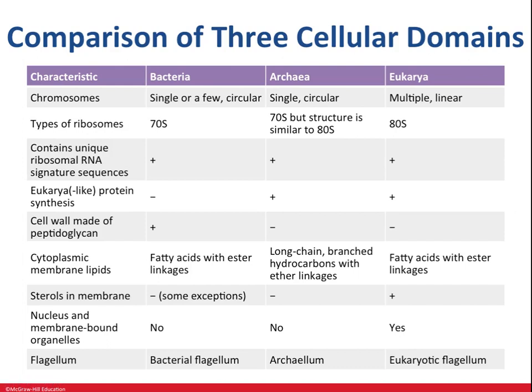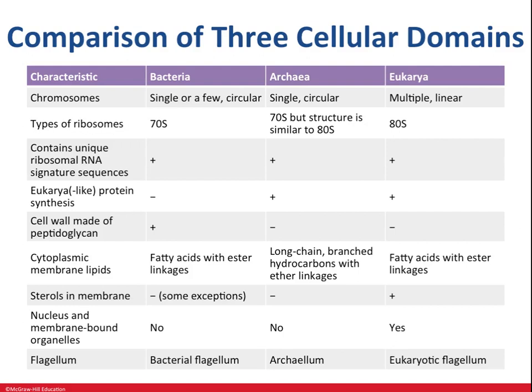So, comparison of three cellular domains: bacteria, archaea, and eukarya. Chromosome. Since the eukarya is a very complex microorganism, eukarya has multiple chromosomes. Those chromosomes can store a lot of hereditary information. This chromosome is linear.